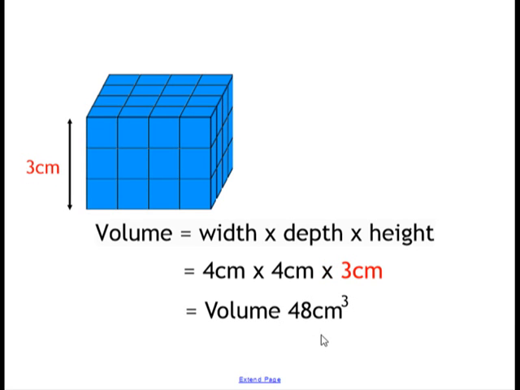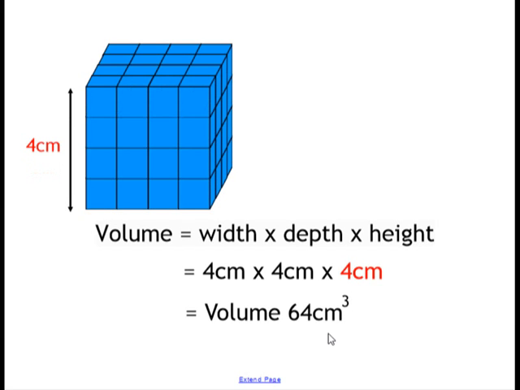We pop another layer on the top. My width is still 4, my depth is still 4, but my height is now 3. Remember, you can multiply in any order. So I'm going to do 4 multiplied by 3 is 12. 12 multiplied by this 4 gives me 48 centimetre cubed. So the volume of my shape is now 48 centimetre cubed. And a final layer on the top. My width is still 4, my depth is still 4, but my height is now 4 as well. So 4 multiplied by 4 is 16. 16 multiplied by 4 is 64 centimetre cubed.